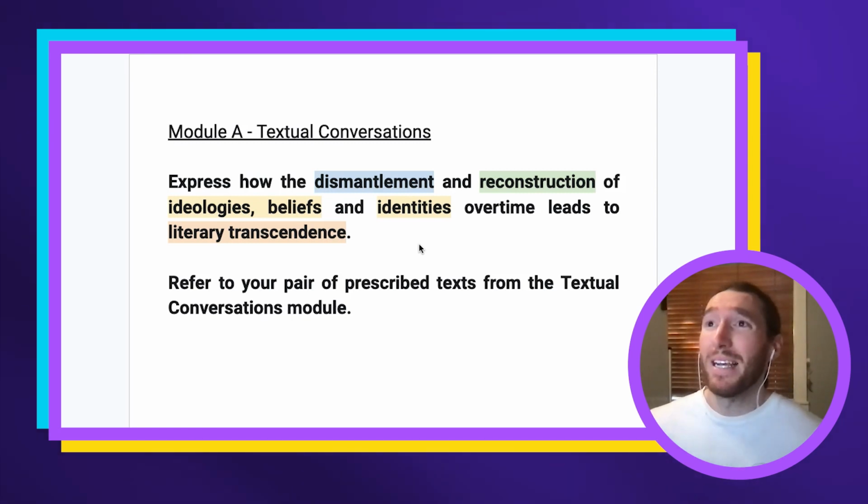Here's the question. Express how the dismantlement and reconstruction of ideologies, beliefs, and identities over time leads to literary transcendence. So it's quite a wordy question. It's quite jam-packed, but they basically want you to be able to discern what are the key aspects of this question and what are the less important aspects.